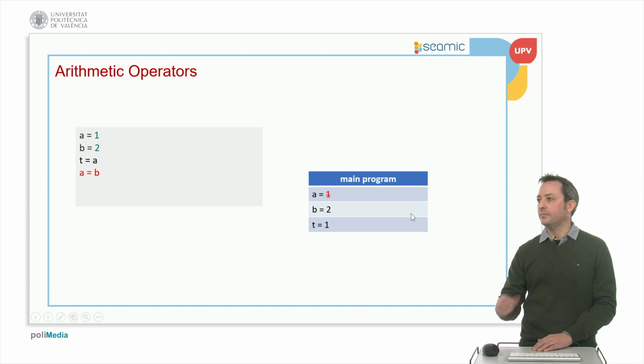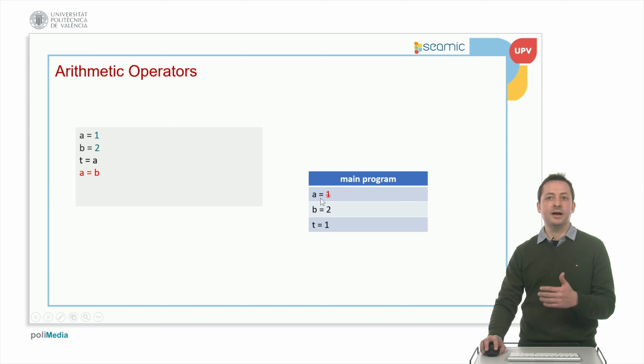Next, we do this instruction. We assign to the variable a the current value of b. So, since we already have a space in memory for a, we just need to delete the current value and assign the new value, which is the value of b, in this case 2.